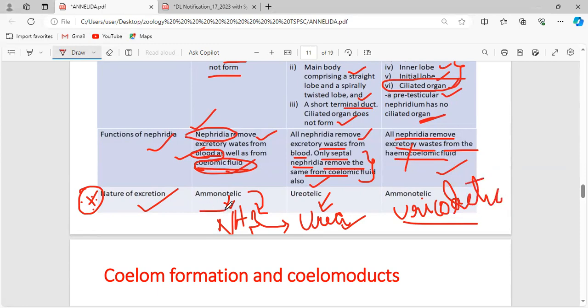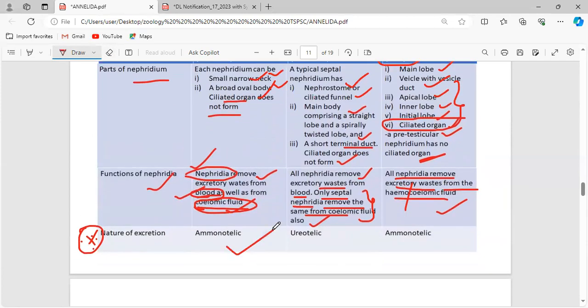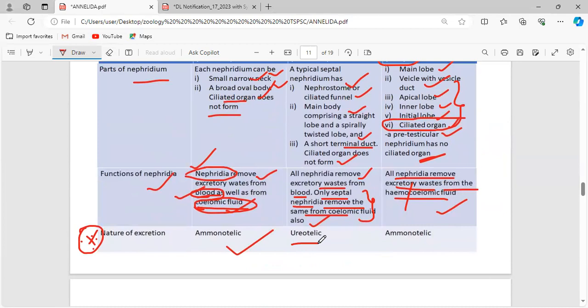The best example for ammonotelic is fishes. The best example for ureotelic is, sorry, human beings. In the case of uricotelic, the best example is birds. So this can also be asked in the question. But see, in annelids, these two types of excretory waste can be seen, urea as well as ammonia. So we can say the nereis is an ammonotelic organism because it excretes ammonia as its excretory waste. And in the case of earthworm, it is ureotelic in nature. It eliminates urea in its excretory waste.